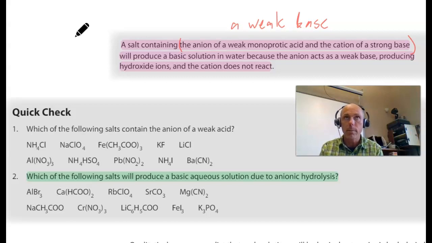will produce a basic solution in water because the anion acts as a weak base. So if in a salt, the anion is a weak base, or if in a salt you see a weak base, you know that the salt, when it dissolves in water, will cause the pH to be above 7. And we'll do some calcs shortly to figure out what the pH would be.